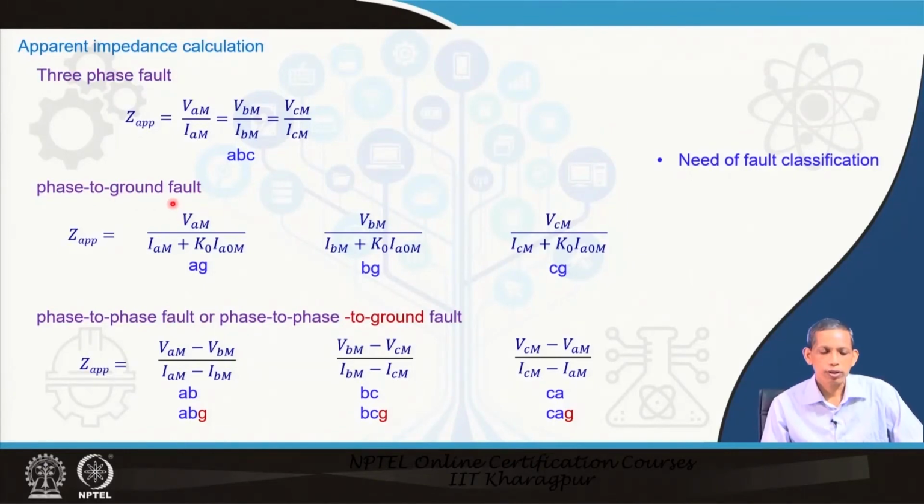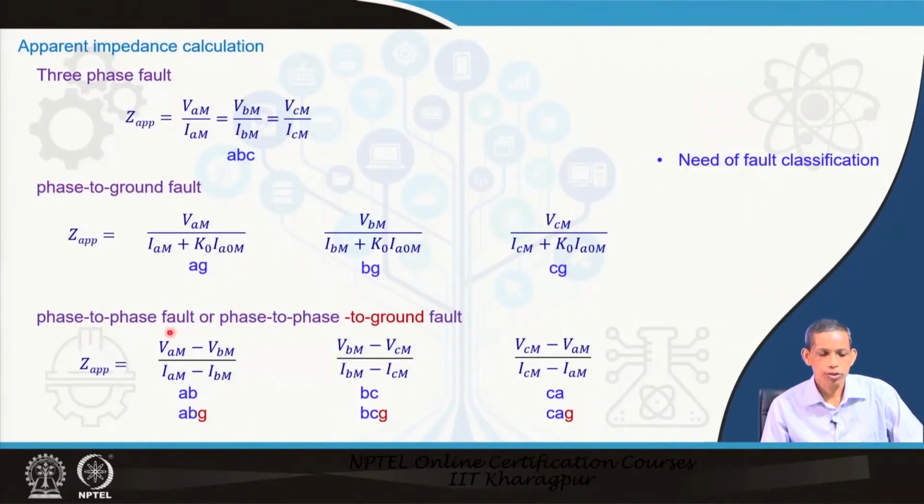For a phase to ground fault AG, BG or CG, we know that Z apparent equals VA upon IA plus K naught I naught, VB upon IB plus K naught I naught, and VC upon IC plus K naught I naught for the CG type of fault.